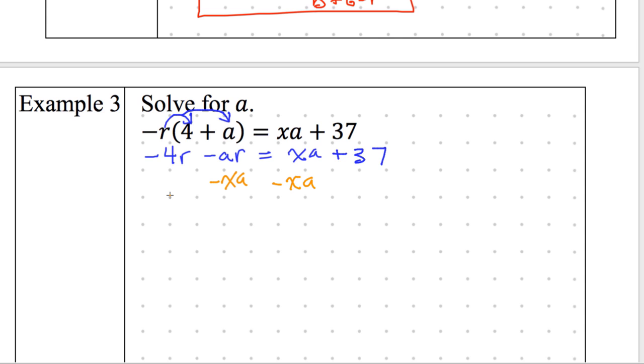At the same time, the same step, here's a shortcut. I know that this minus 4r, I need to move to the right-hand side because there's no a here. I'm solving for a. There's no a there, so I know I'm going to have to move it to the right-hand side. So on the same step, I'm going to add 4r. I'm doing a ton of things at the same time to both sides. You're allowed to do this because it's still balancing the equation.